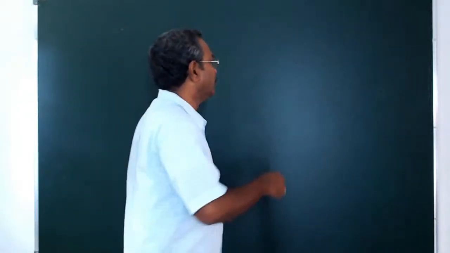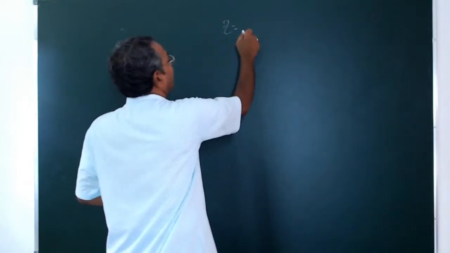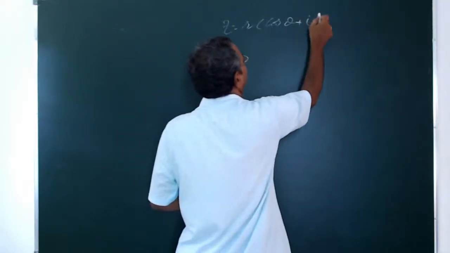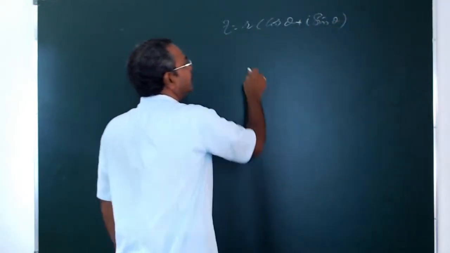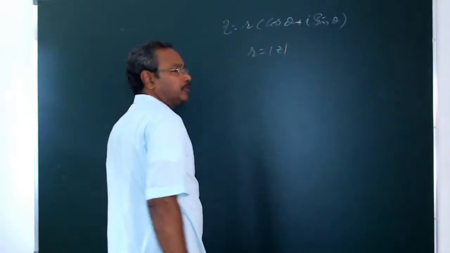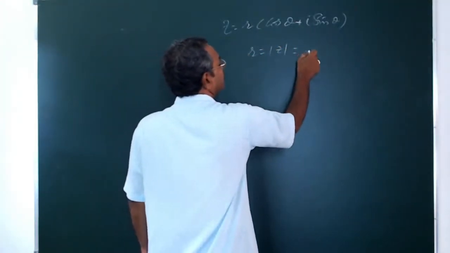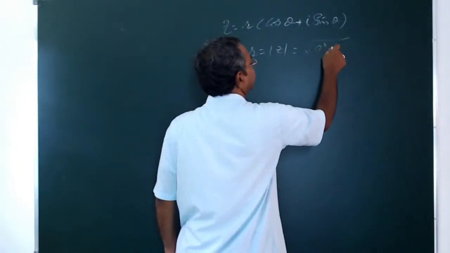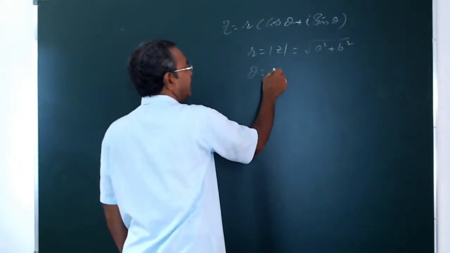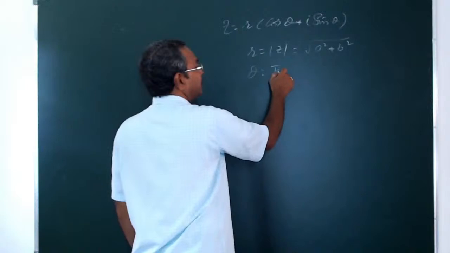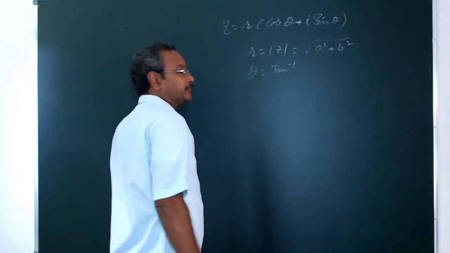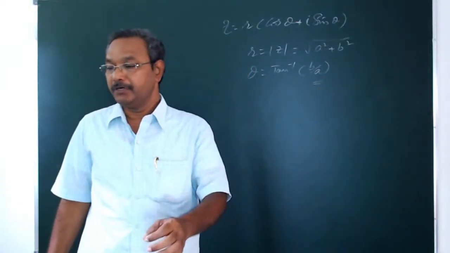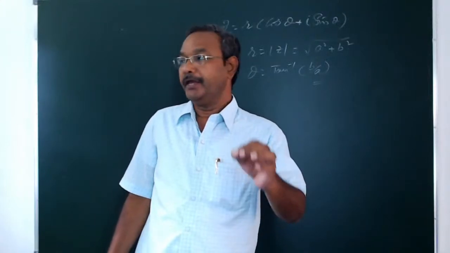The first one is, every complex number z can be expressed in the mod and amplitude form: r into cos theta plus i sin theta, where r is the modulus of the complex number z, which is the square root of the real part squared plus the imaginary part squared, that is a squared plus b squared, and theta is the amplitude of the complex number, that is tan inverse b by a. So every complex number can be expressed in mod and amplitude form.